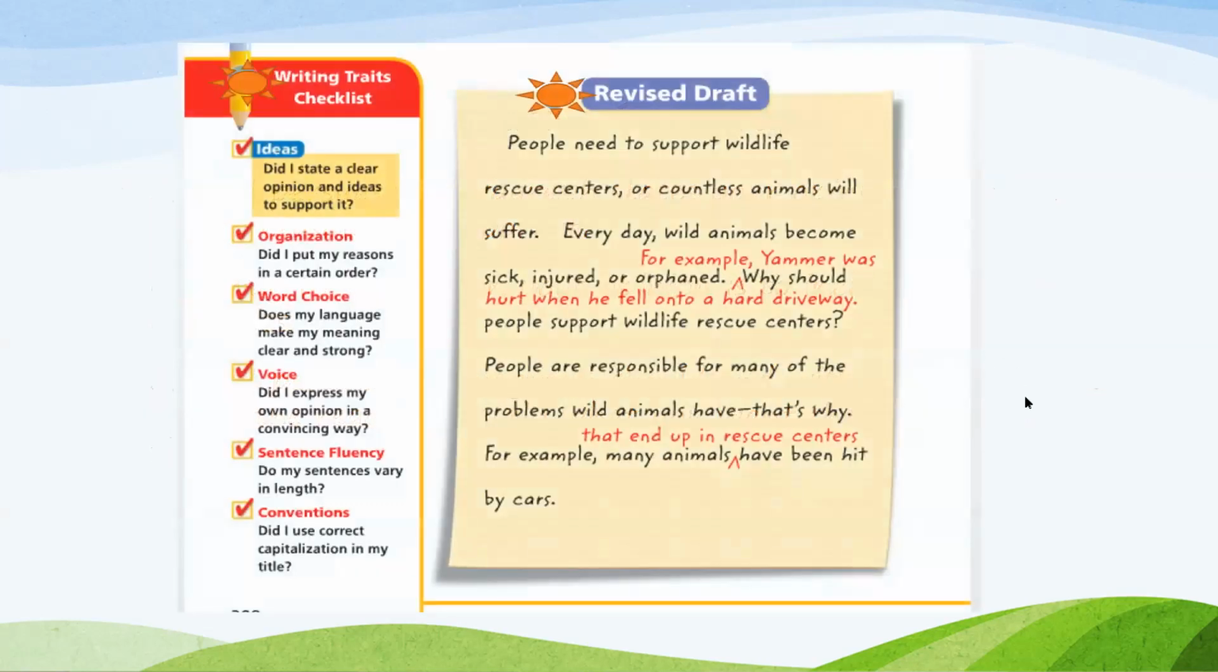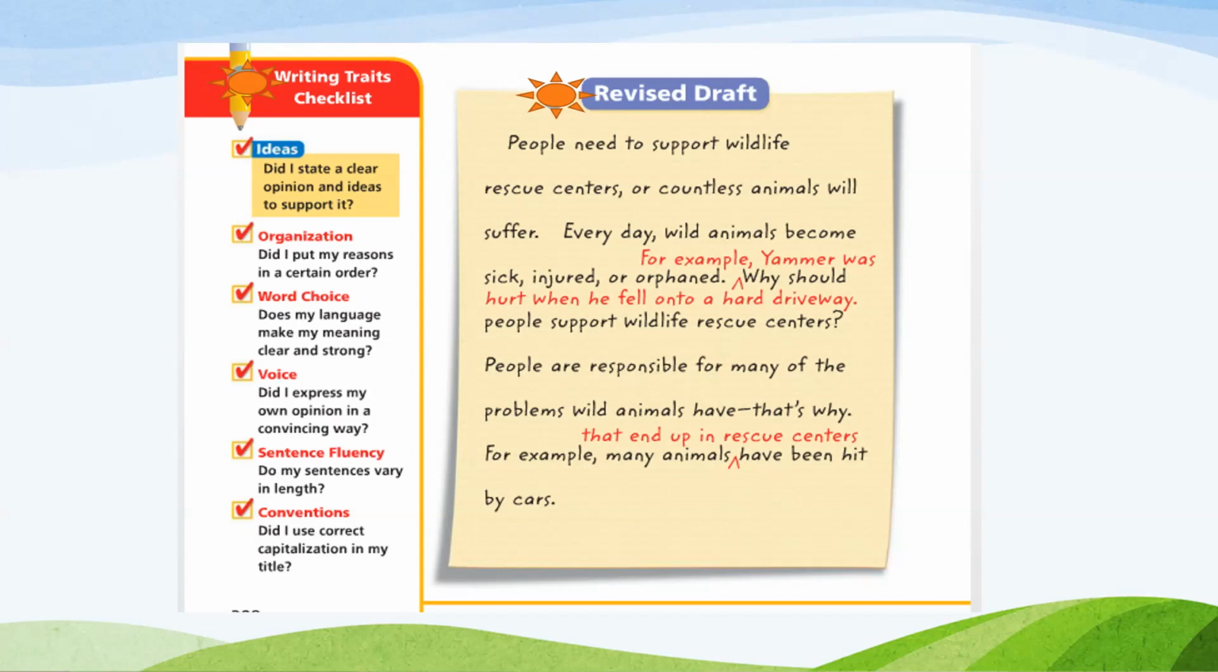So let's continue. We have an example of a persuasive paragraph. If you can see, we're going to start reading it. So if you can follow me, it's much better. People need to support wildlife rescue centers or countless animals will suffer. Every day, wild animals become sick, injured, or orphaned. Why should people support wildlife rescue centers? People are responsible for many of the problems wild animals have. That's why, for example, many animals have been hit by cars.